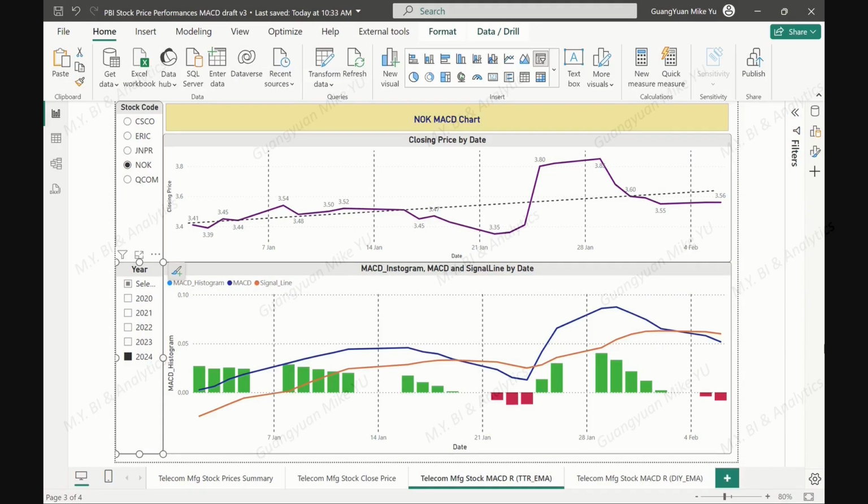The MACD chart is a popular technical analysis tool and can be a valuable tool for traders and investors to make informed decisions about buying, selling, or holding stock based on trend direction, momentum, divergence, and overbought or oversold conditions.